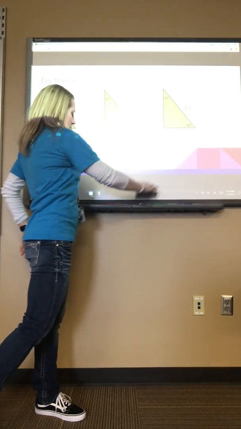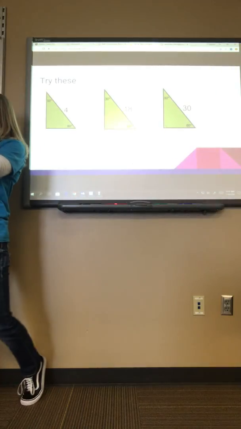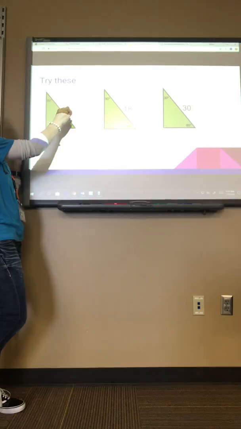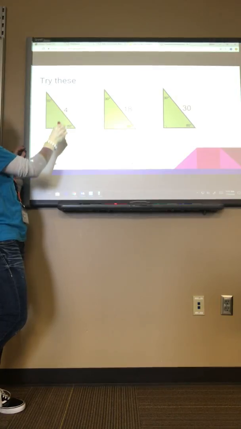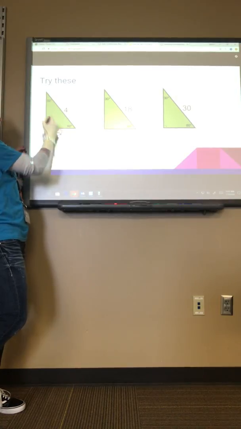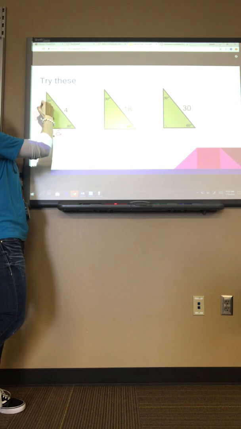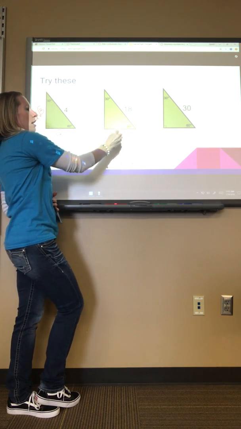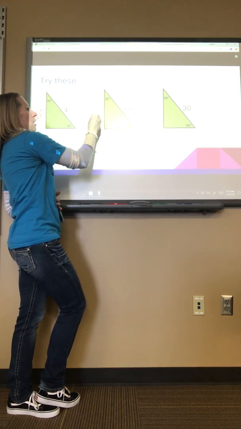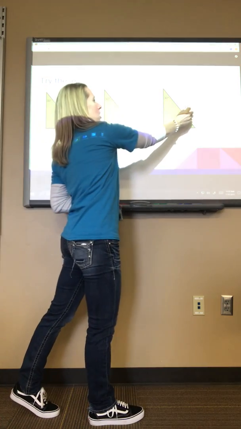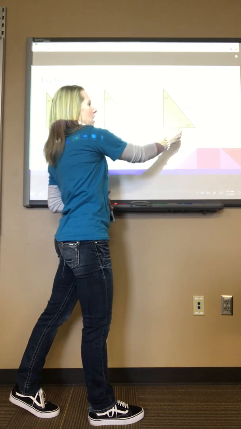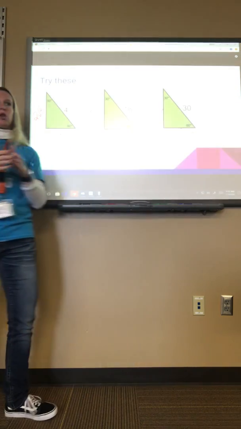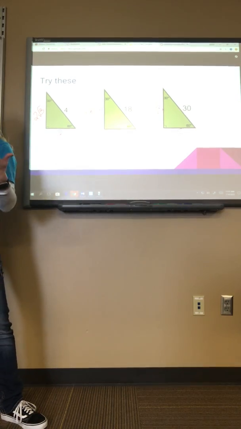What if you only know the one? Well, if you know the long leg, you mean? We're going to get to long leg. I know the hypotenuse is 4. What's my short leg? 2. What's my long leg? 2 radical 3. Good. Hypotenuse is 18. What's my short leg? 9. Long leg? 9 radical 3. Good. Hypotenuse is 30. What's my short leg? 15. 15 radical 3. Okay, so if we know the short leg, it's not bad. If we know the hypotenuse, not bad.